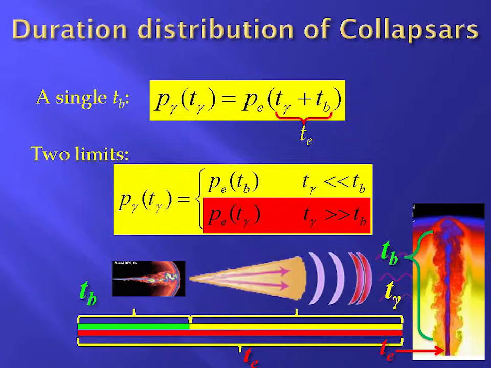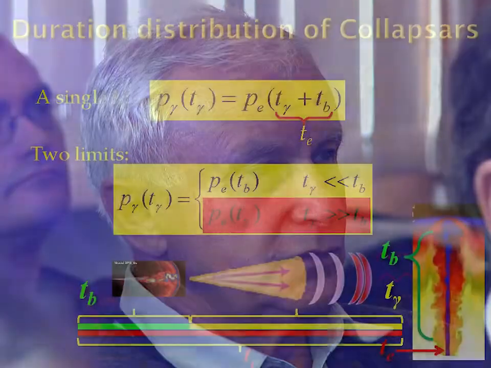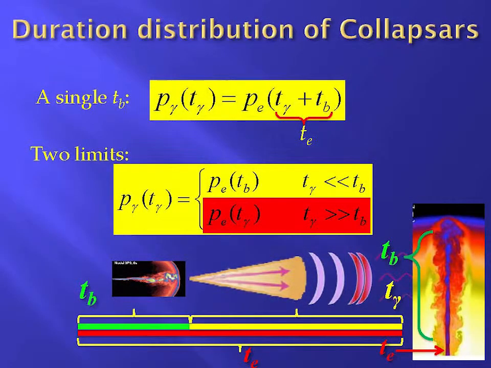And therefore, it is reasonable to assume that this distribution has a smooth transition between activity times which are larger than the breakout time and activity times which are shorter than the breakout time. We expect that this distribution shouldn't change by much. If we look at the probability to observe a gamma ray burst with duration T gamma, then this probability is just the probability that the engine works for a time T gamma plus T break, which is the engine activity time.